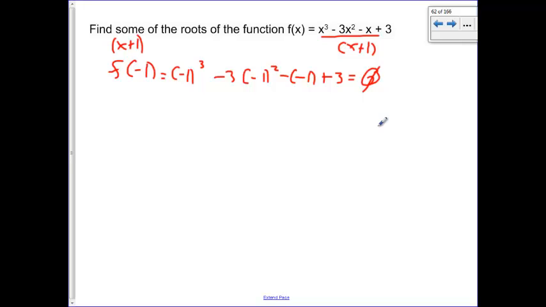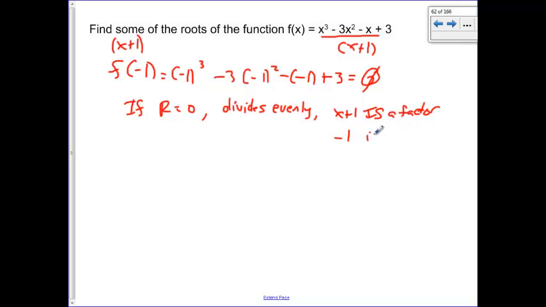Okay, so if we're in agreement on this, make sure you listen to this statement real carefully because I'm going to even write it down. If the remainder equals 0, here's what this means. It's a long train of thought. If the remainder equals 0, then it means that it divides evenly. Does that make sense so far? So if the remainder equals 0, it does divide evenly, which means that x plus 1 is a factor, which means that negative 1 is the root. Does that train of thought make sense? But it all hinges on one thing. Does it actually equal 0?